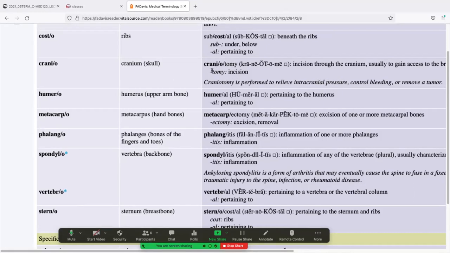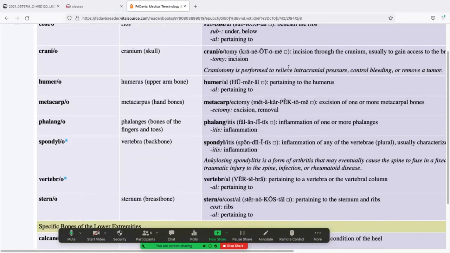So we have to perform this thing called a craniotomy. We don't really cut into your skull. We drill holes in it so that we can relieve the intracranial pressure or control breathing or bleeding or remove a tumor. But typically, a craniotomy is used for increased ICP, to relieve that pressure, because that's bad news.